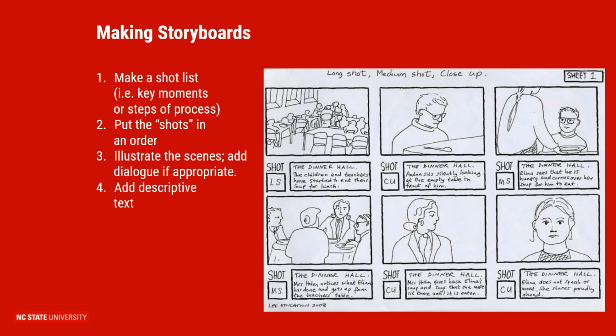The steps of the process of storyboarding are first to make a shot list, which we can interpret as key moments or steps of a process or argument, put the shots in an order, illustrate the scenes, add dialogue if appropriate, and add descriptive text that provides further information about what is happening in the scene.